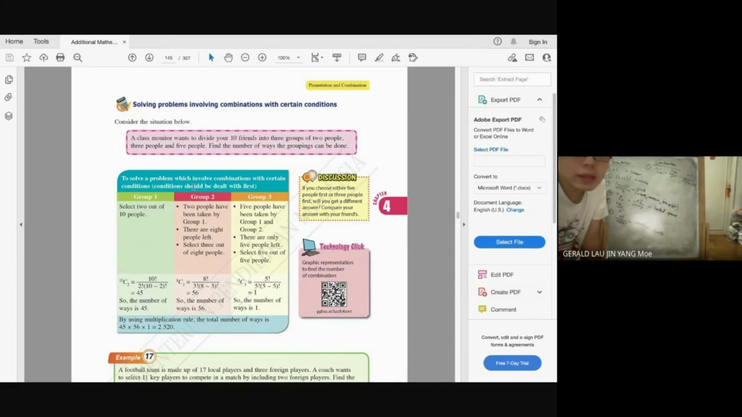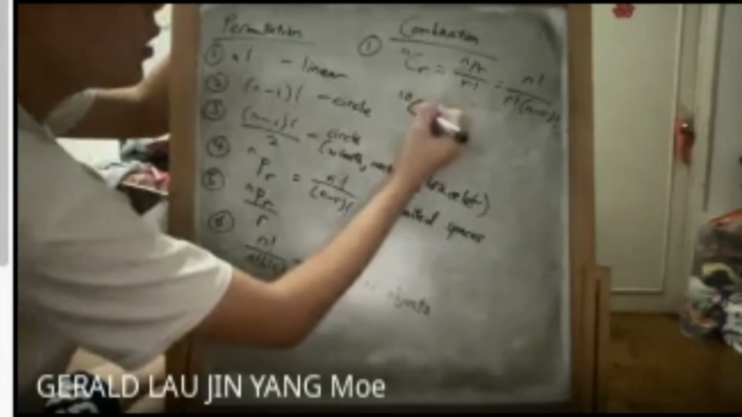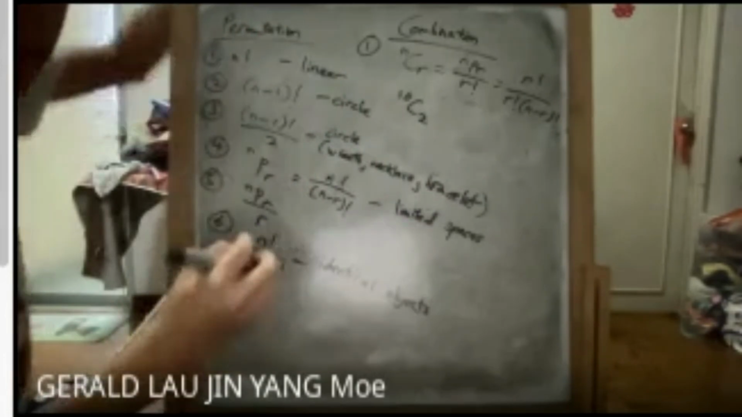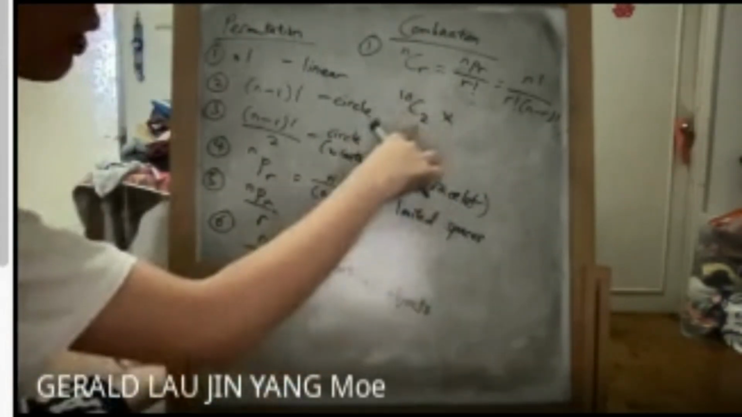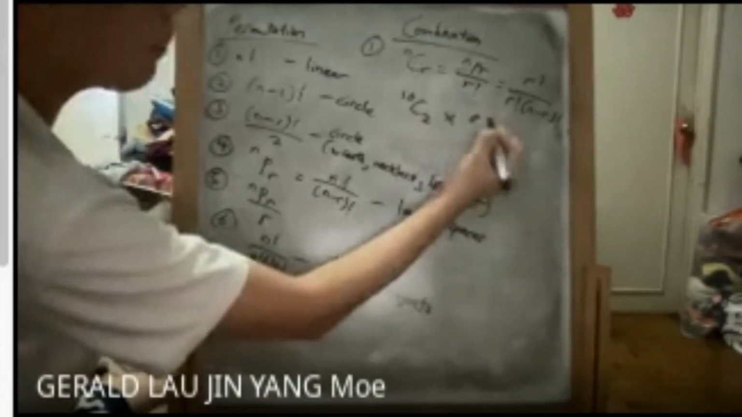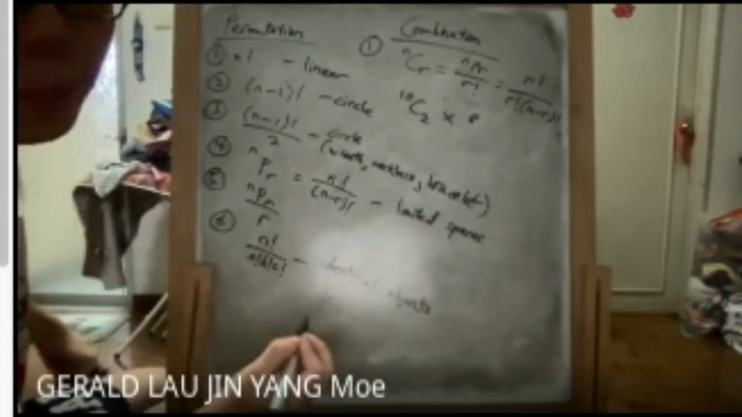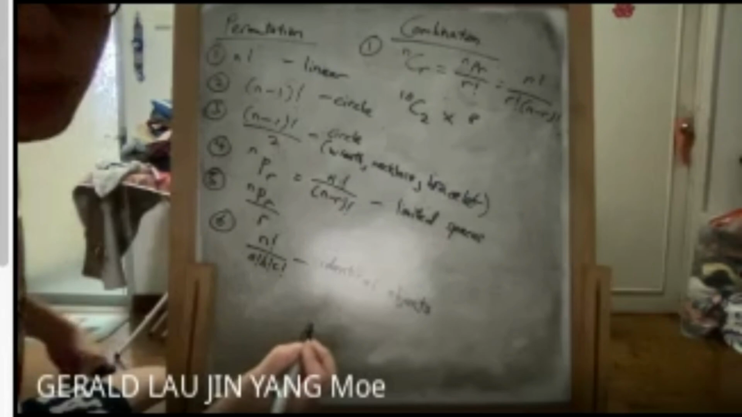Okay, so for group 1, out of the 10 people, you go step by step. Out of the 10 people, you only have 2 spaces for group 1. So 10C2. I write here 10C2 is the first group. Times the second group. After you take out 2 people, you only have 8 people left. So in the second group, you have 3 people.